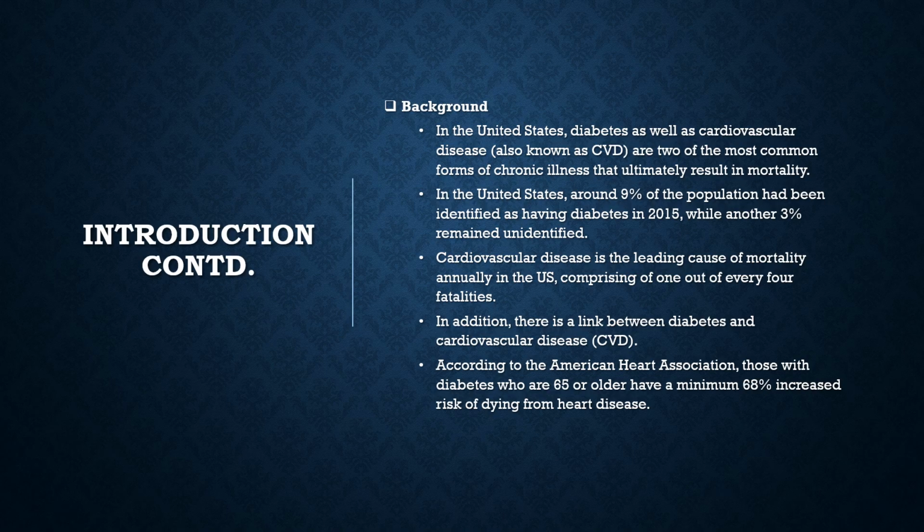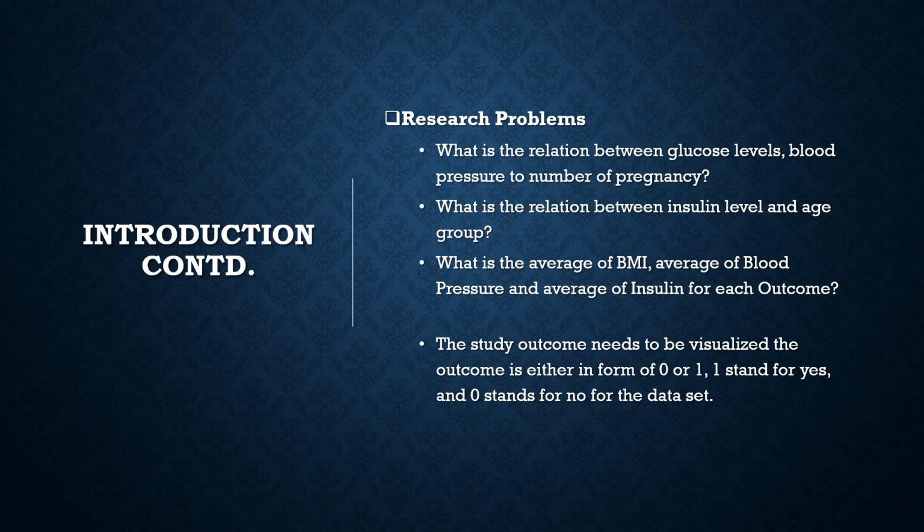In the United States, diabetes as well as cardiovascular diseases are two of the most common forms of chronic illness that ultimately result in mortality. Around 9% of the population was identified as having diabetes in the year 2015, while another 3% remain unidentified. In addition, there is a link between diabetes and cardiovascular diseases. Patients 65 or older have a 68% increased risk of dying from heart diseases, apart from diabetes.